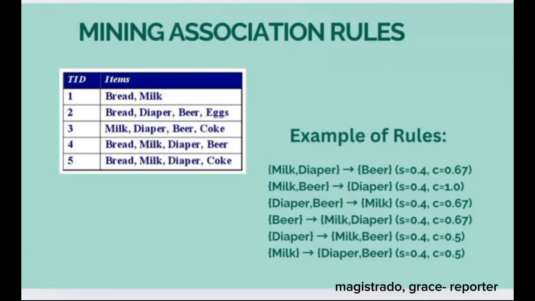TID, items. Bread, milk. Bread, diaper, beer, egg. Milk, diaper, beer, coke. Bread, milk, diaper, beer. Bread, milk, diaper, coke. Example of rules: milk, diaper implies beer, with s equals 0.4, c equals 0.67. If a customer buys milk and diaper, there's a certain probability they'll also buy beer. The numbers s equals 0.4, c equals 0.67 represent the support and confidence of this rule.